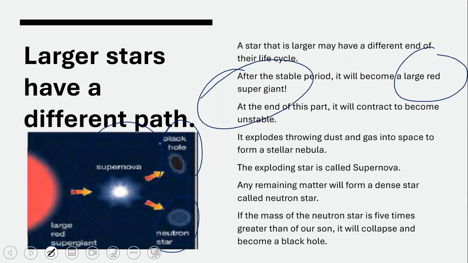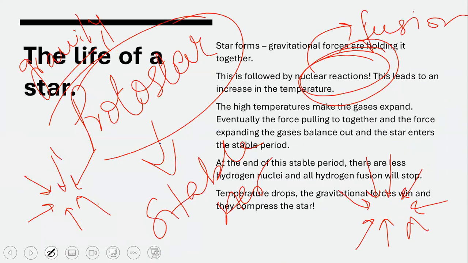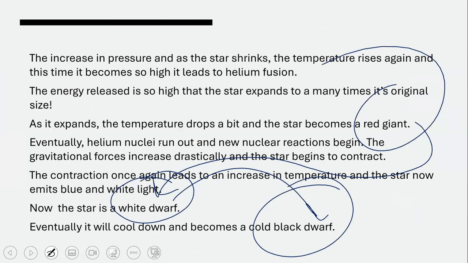So this is basically what the life cycle of a star is. I'm going over it again. For a small star, we first have a protostar, then we have our stable period. After the stable period, it will turn into a red giant. That red giant will turn into a white dwarf and a cool black dwarf.